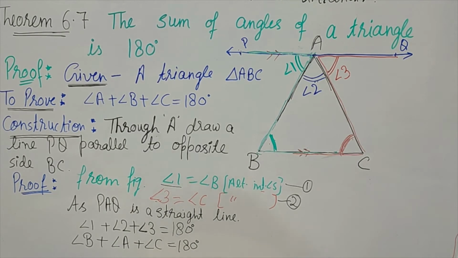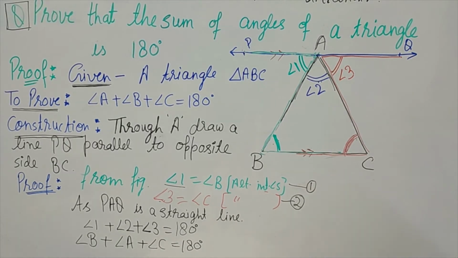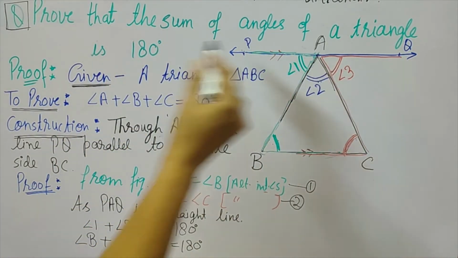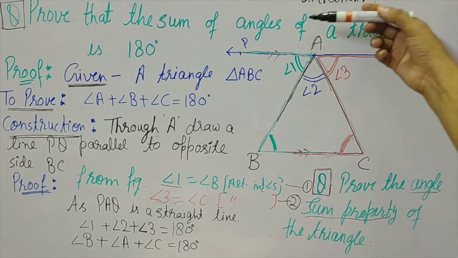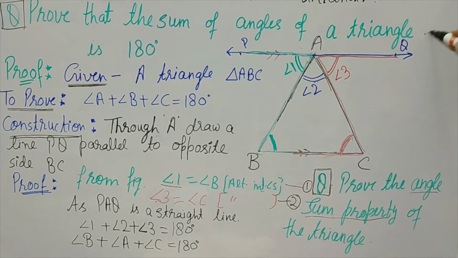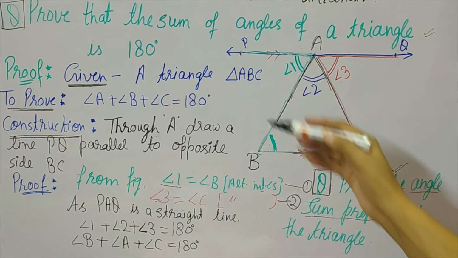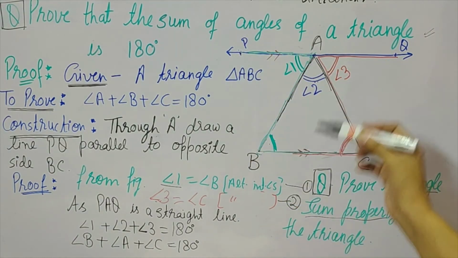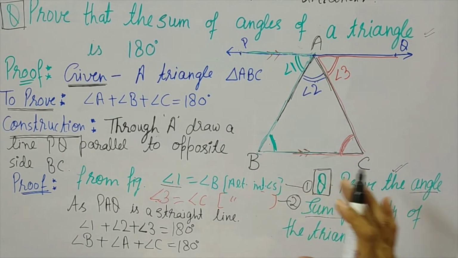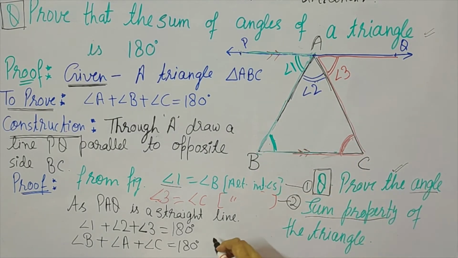This is theorem 6.7 of your NCERT textbook, and the question is asked like, prove that the sum of angles of a triangle is 180 degrees, or it can be asked by this name, prove the angle sum property of the triangle. In both cases, you have to give the same answer: given, to prove, construction, this diagram and this proof. So for these two questions you have to give the same answer.